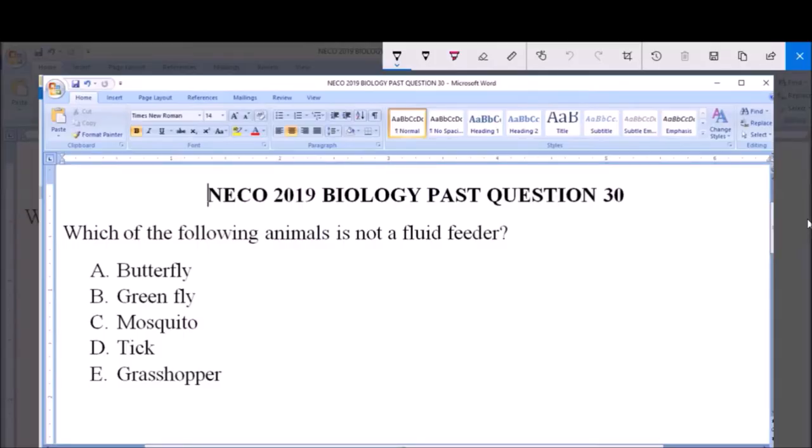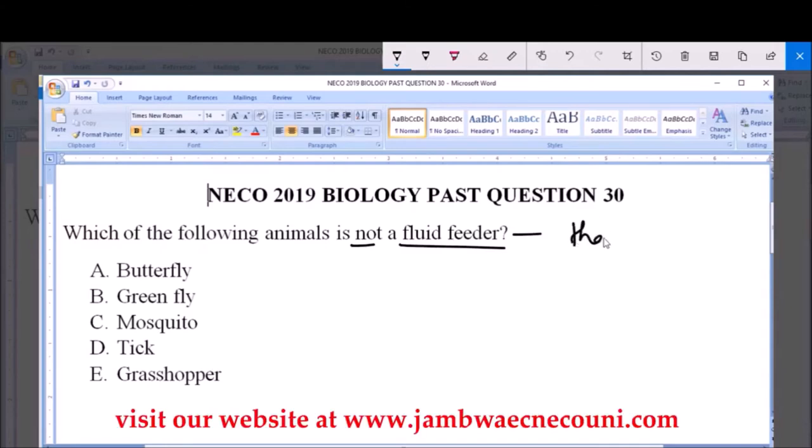I will be answering NECO 2019 biology past question 30. Which of the following animals is not a fluid feeder? A. Butterfly, B. Green fly, C. Mosquito, D. Tick, and E. Grasshopper. So the question is which of the following animals is not a fluid feeder. Now fluid feeders are simply organisms or animals that feed on fluid-like materials.